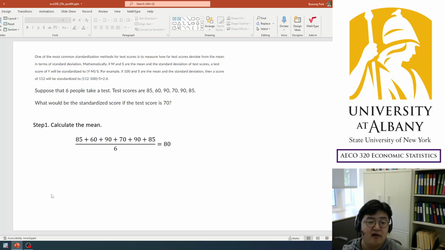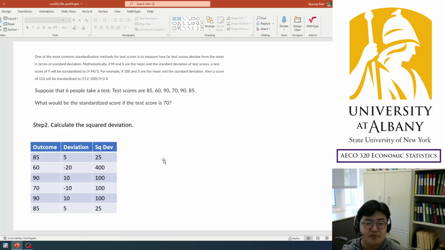Okay, then again, the first step is to calculate the mean. So easy, 6 numbers, add and divide by 6. Again, the denominator is just 6, not n minus 1. You can calculate squared deviations using the mean. The mean was 80, so subtract 80 here. Then you get these deviations, and then square them. Then you get 6 observations of squared deviations.